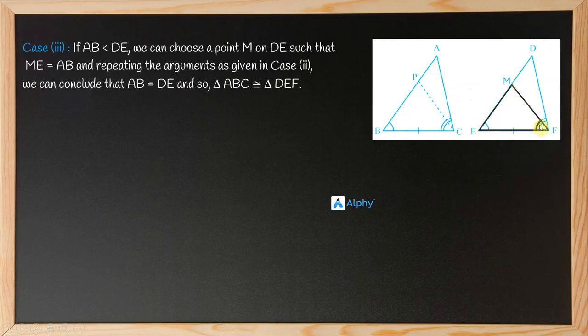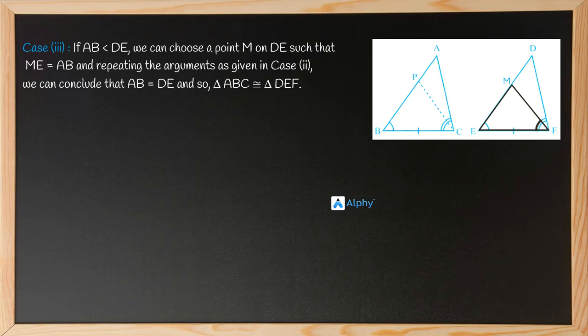This triangle MEF is congruent to triangle ABC because we are taking M as a point on DE such that ME is equal to AB. Then we are considering triangle ABC and triangle MEF. These two triangles will be congruent to each other and we are given that angle C is equal to angle F, and we are proving that by CPCT angle MFE will be equal to angle C of triangle ABC. This is only possible when these two angles are equal to each other. So we can prove this by the arguments which we have proved in case 2.